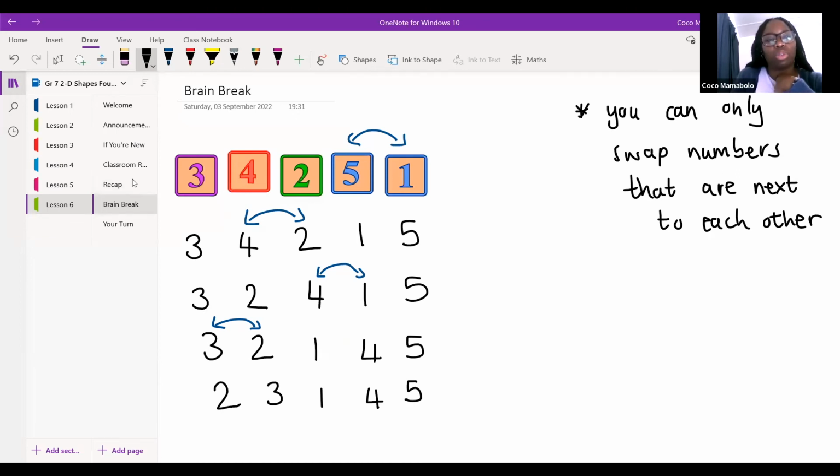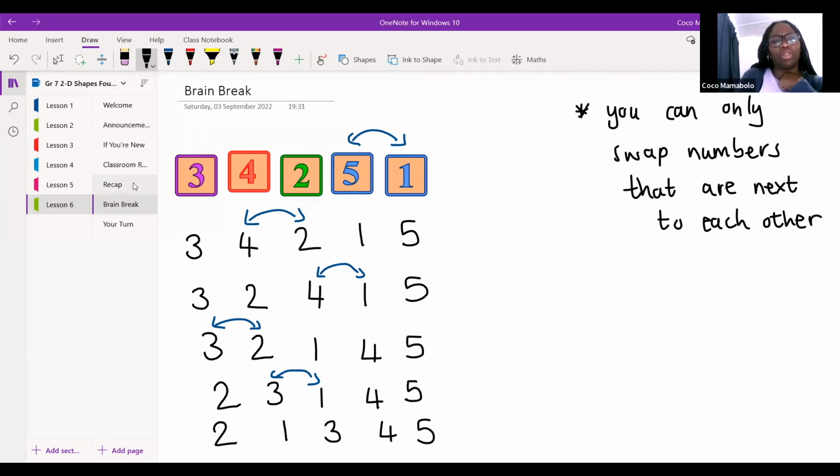Amohelang, what can we swap next? You can swap 1 and 3. Okay, cool. All right, we're going to swap 1 and 3. So my new order, 2, 1, 3, 4, and 5. And I think we're practically there.